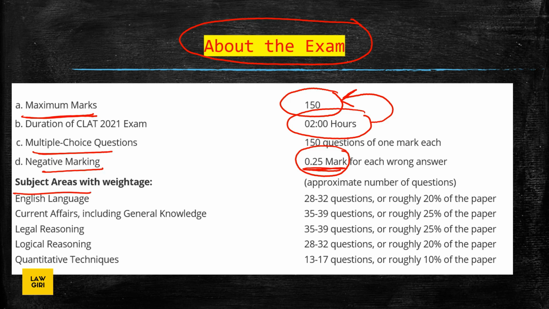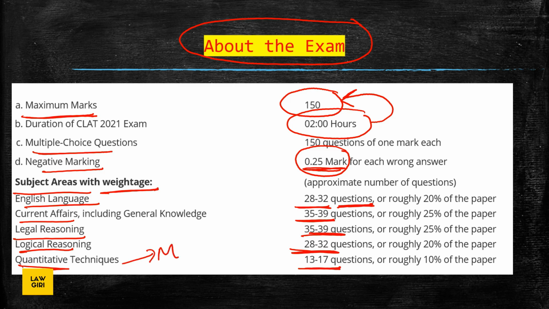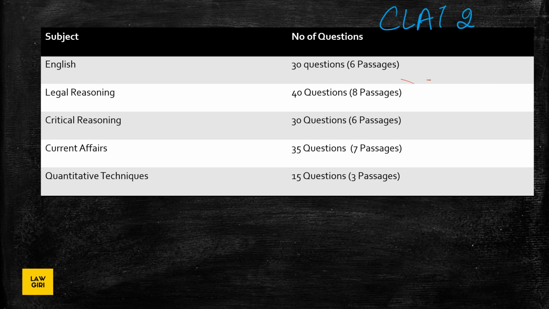Right. Subject areas with weightages. English language se aapko aate hain, 28 to 32 questions are expected. Current affairs, 35 to 39. Legal reasoning, 35 to 39, logical reasoning 28 to 32, quantitative techniques 13 to 17 questions. Your quantitative techniques is maths and data interpretation, and your legal reasoning is also known as legal aptitude. Let's talk about CLAT 2021, number of questions that were there in each section.